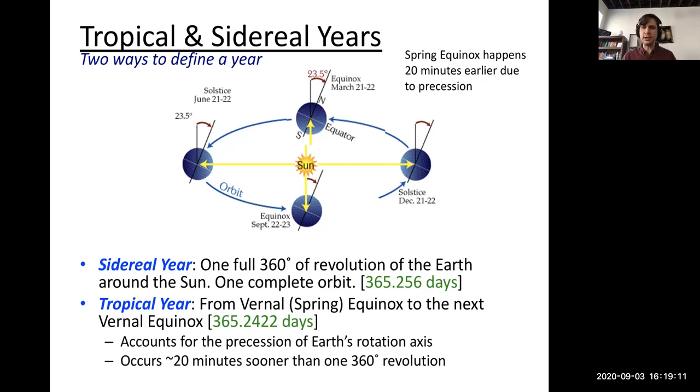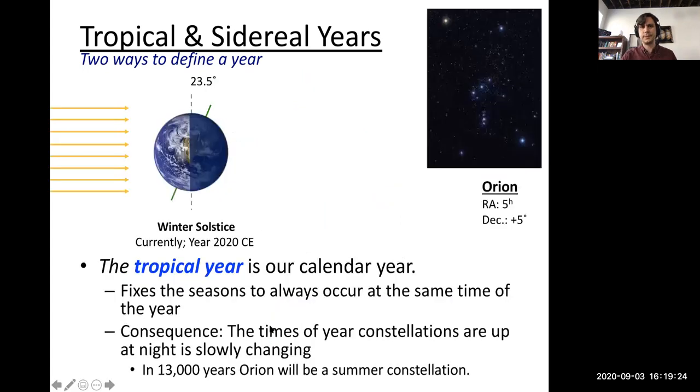And if you really look into all the rules of a leap year, you'll notice that it has extra rules for every 100 years, every 400 years, things like that. That takes care of the fact that this is not exactly 0.25. Okay, so the tropical year is our calendar year.